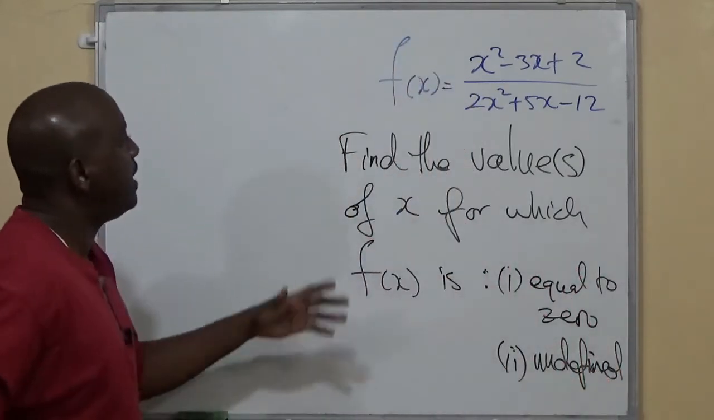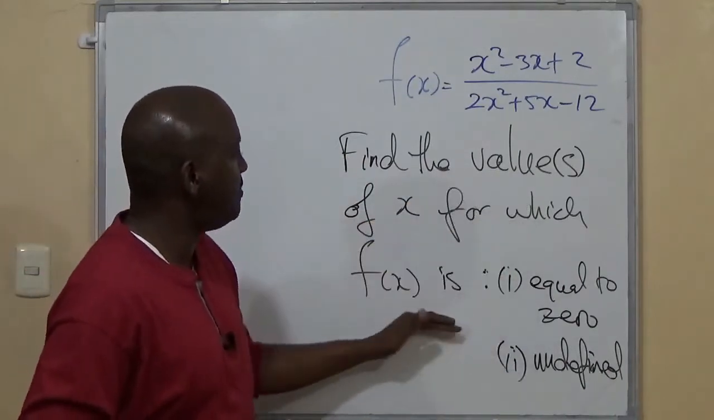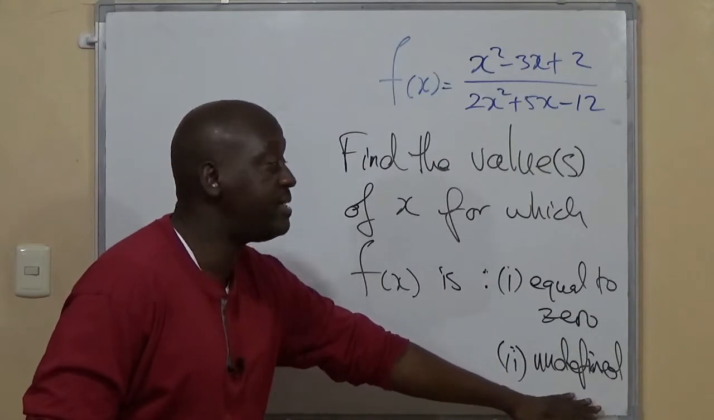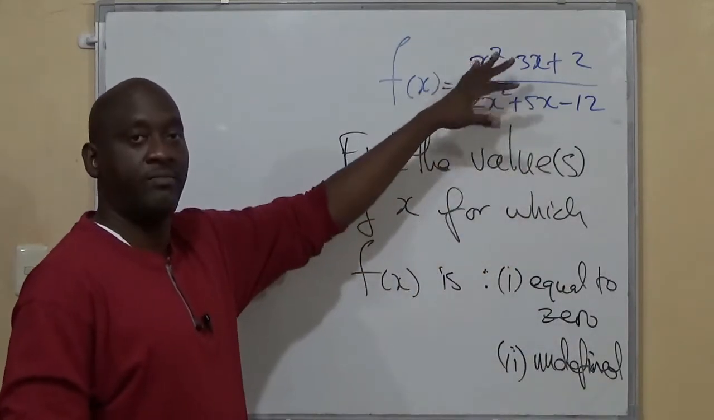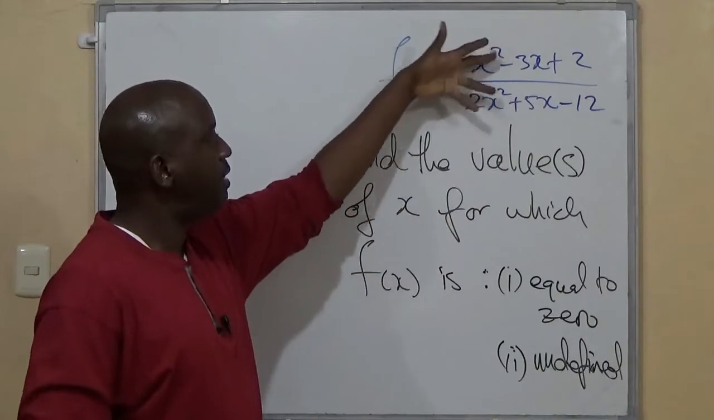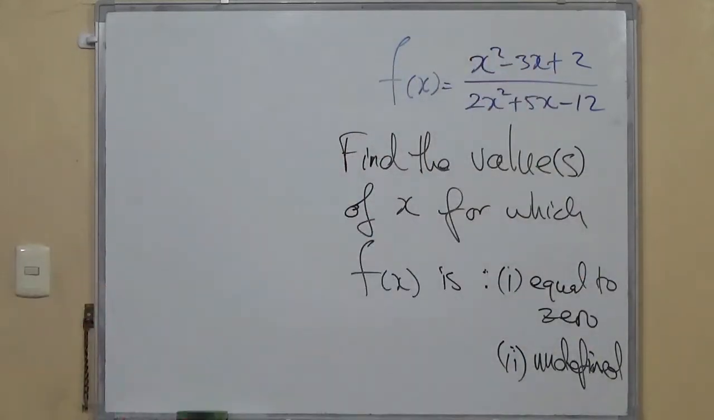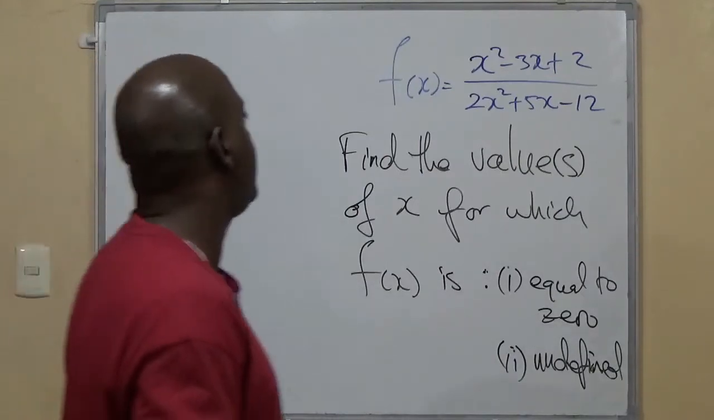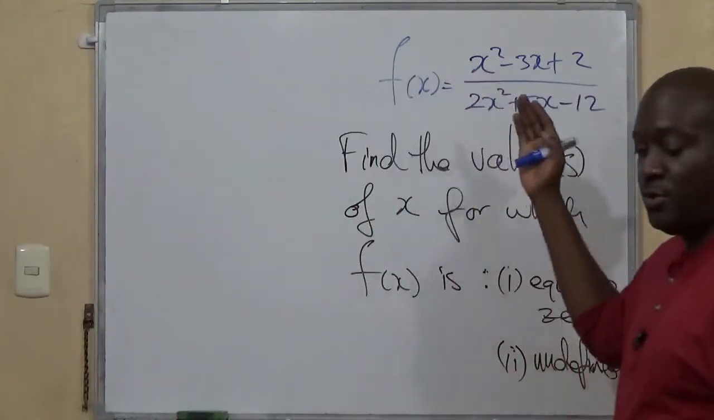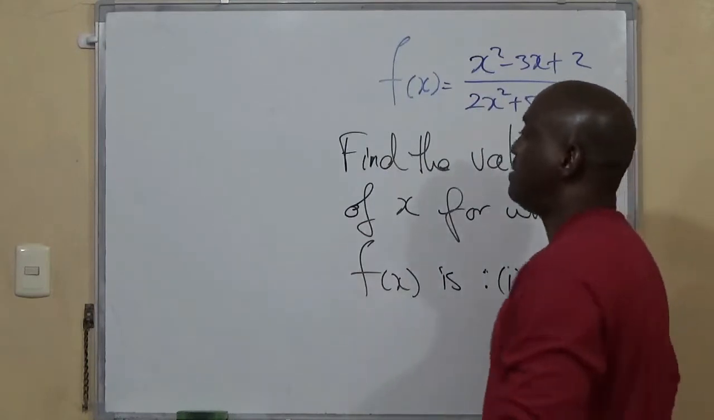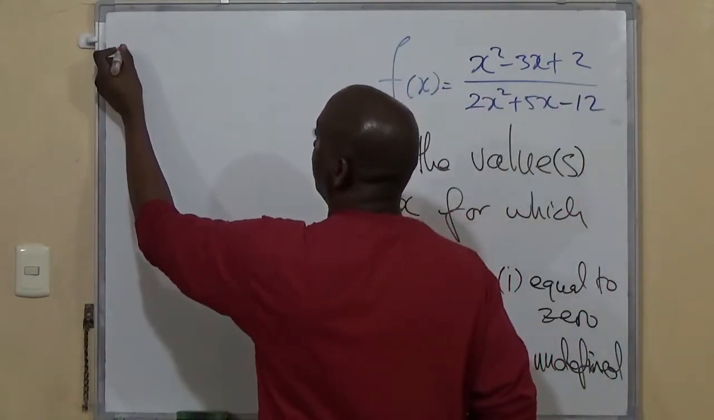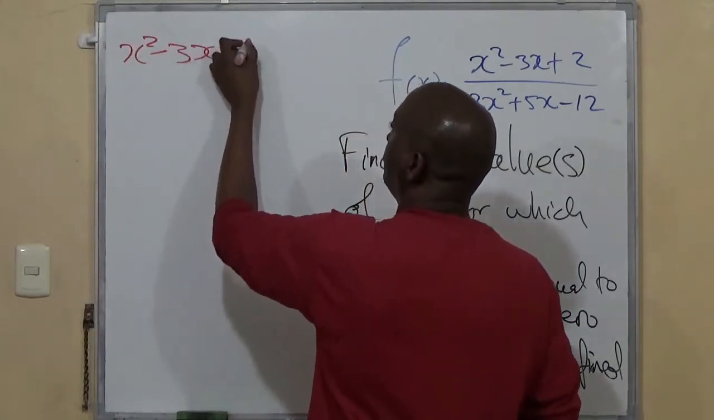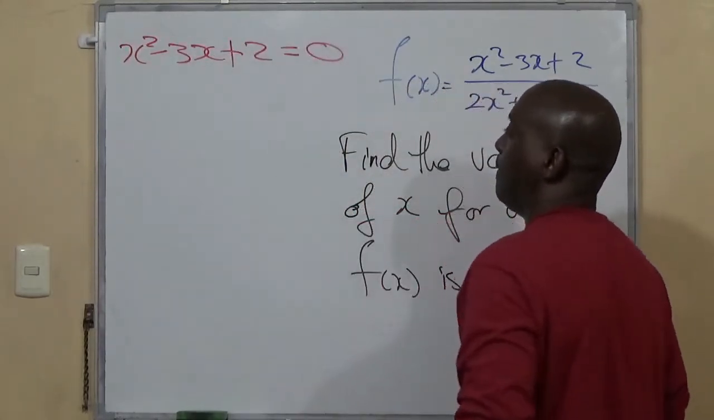Alright? So if we have to find the values of x for which the function is equal to 0 and for which the function is undefined, then all it means is that we do the same thing that we just did for the linear functions on top and bottom here. The only difference, of course, is that we have a quadratic. So in the case where the function is equal to 0, we know that the numerator is equal to 0, which is to say that x squared minus 3x plus 2 is equal to 0.